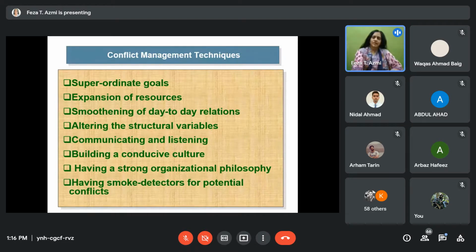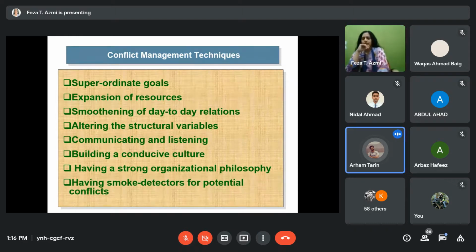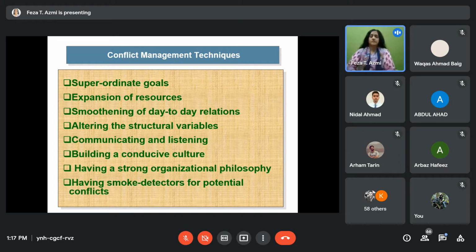Have smoke detectors for potential conflicts. What do we mean by this? Ma'am, the personal conflicts that happen between the workers. So, okay, we should be aware about the conflicts that are about to happen. Right. So how to become aware? What are these smoke detectors that we are talking about?